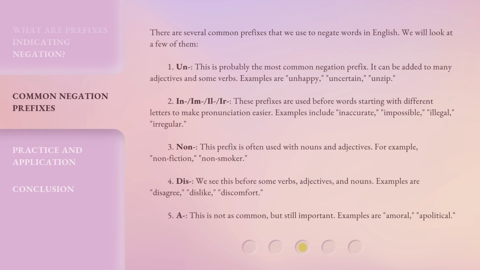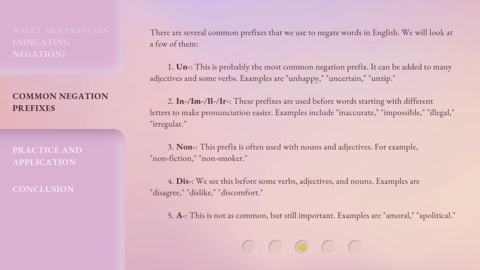There are several common prefixes that we use to negate words in English. We will look at a few of them. 1. Un. This is probably the most common negation prefix. It can be added to many adjectives and some verbs. Examples are unhappy, uncertain, unzip.